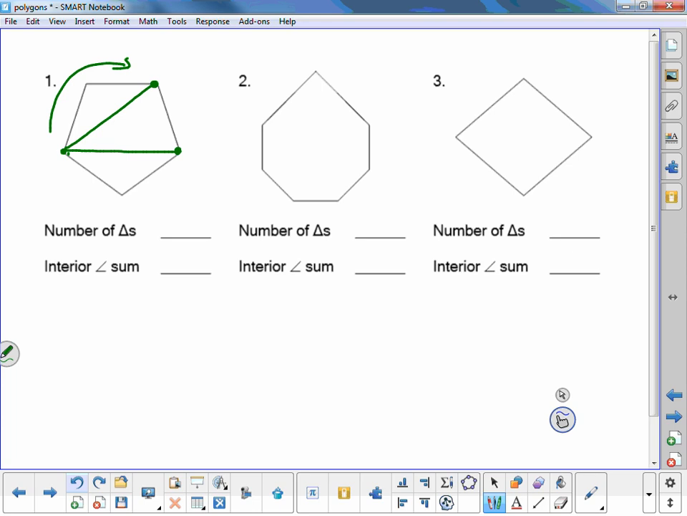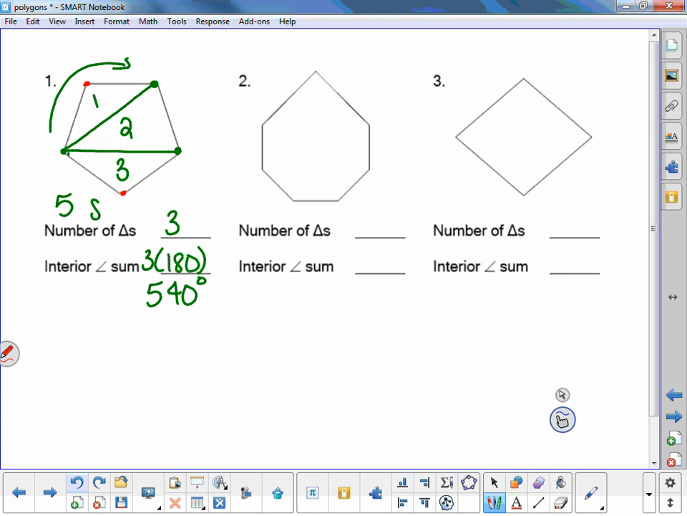So if you look at this, I have 1, 2, 3 triangles. 5 sides, 3 triangles. So that means 3 times 180 is 540 degrees. There's your answer. Why is it 2 less than the number of sides? Because there are 2 vertices I cannot touch. I am not drawing a diagonal to this vertice or to this vertice. That's where the n minus 2 comes into play. All right?